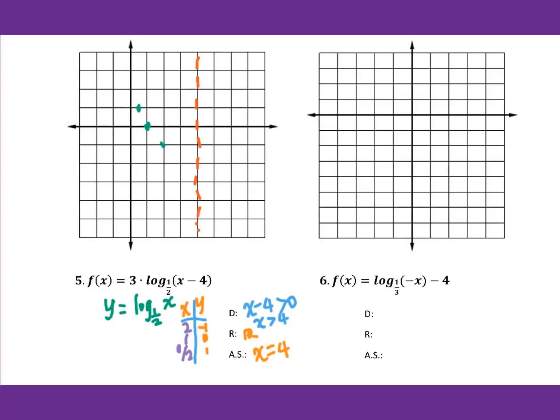For the transformation, this one means vertically stretch by factor of 3. Minus 4 means move to the right 4 units. So for this point, let's get started from this point. Vertically stretch by factor 3. You have 1 times 3, you will get 3 is here. Then go to the right 4. 1, 2, 3, 4. It will be here.